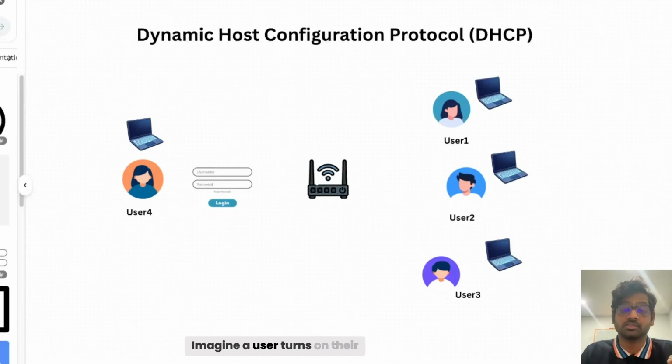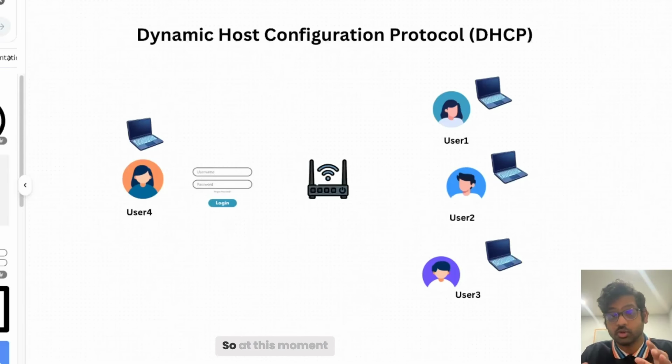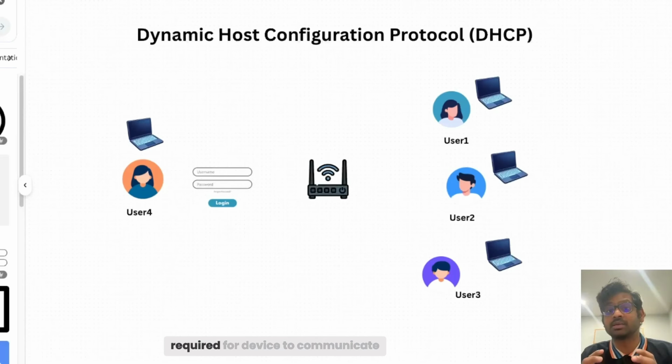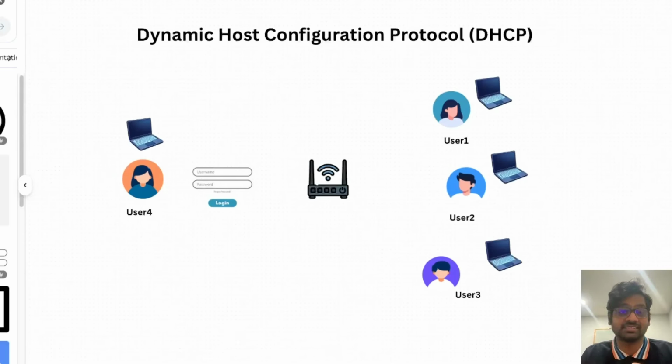Imagine a user turns on their laptop and connects to the Wi-Fi using the username and password. At this moment, the laptop doesn't have an IP address, so it cannot communicate on the network. To function properly, the laptop needs several network parameters such as IP address, subnet mask, default gateway, and DNS settings. These are required for the device to communicate with other devices and access the internet.